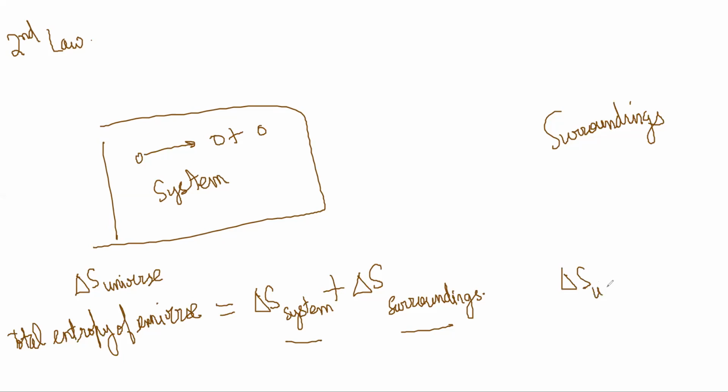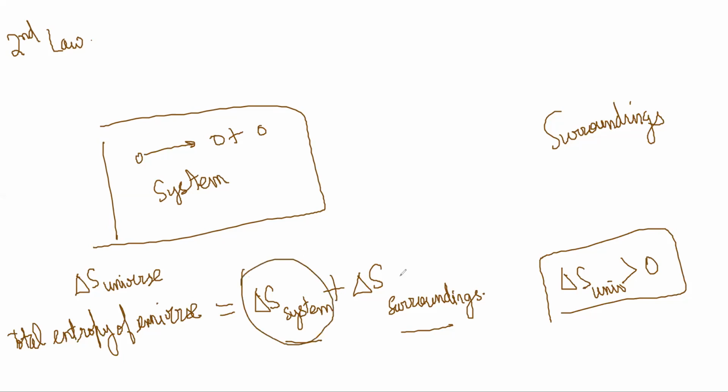Delta S universe is always positive. This is the second law of thermodynamics. That doesn't mean that this has to be positive and this has to be positive. It could also mean that this is negative, but this is more positive. Or this is positive and this is less negative. So do not confuse it with the understanding that entropy always increases. Sometimes it can look like entropy is decreasing, but in the process, it should increase the entropy of the surroundings by more. You understand?